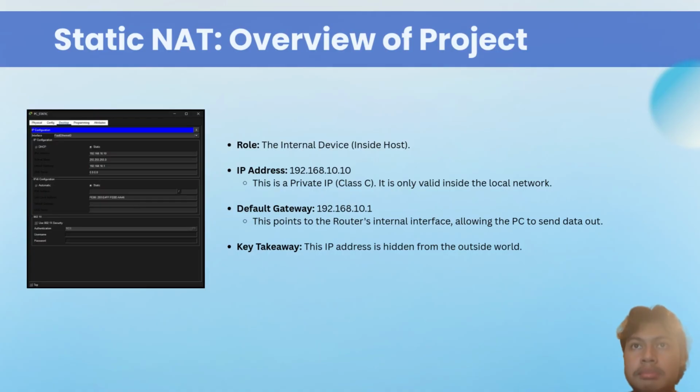The first one is PC static, which acts as the internal device, or the inside host. If we take a look at the IP address, which is 192.168.10.10, this is a private IP, a Class C private IP, and it is only valid inside the local network. It is completely hidden from the outside world. It points to a default gateway of 192.168.10.1, which is our router. So the key takeaway is that this IP address is hidden from the outside world. The outside world cannot directly see this IP address.